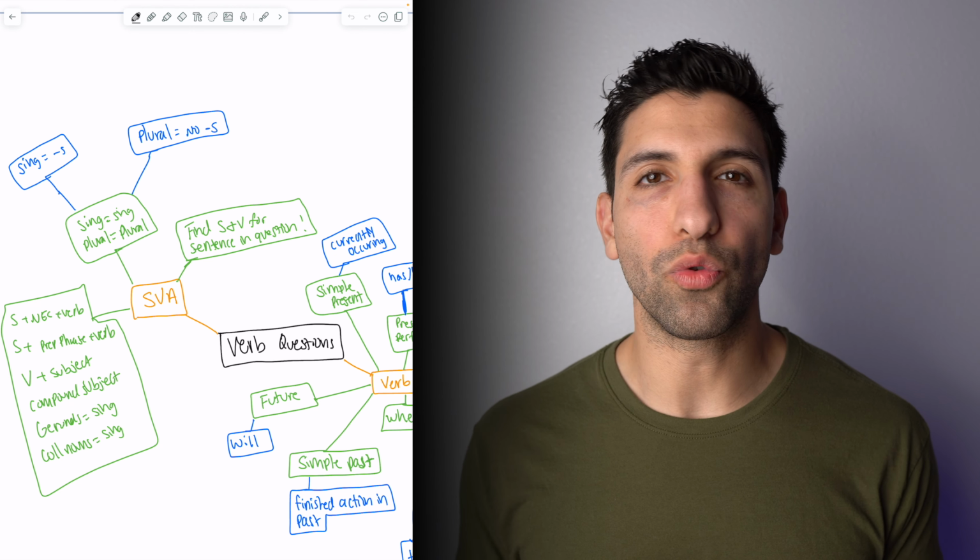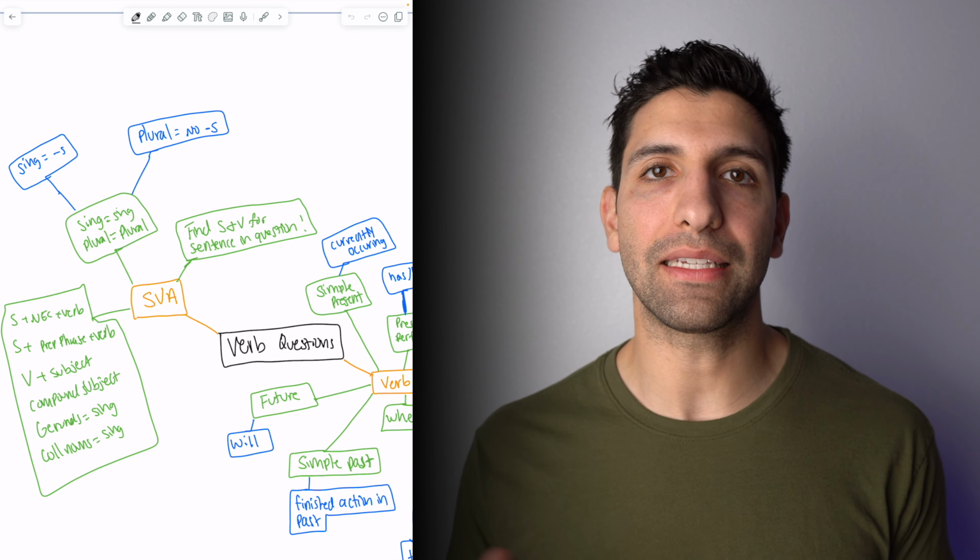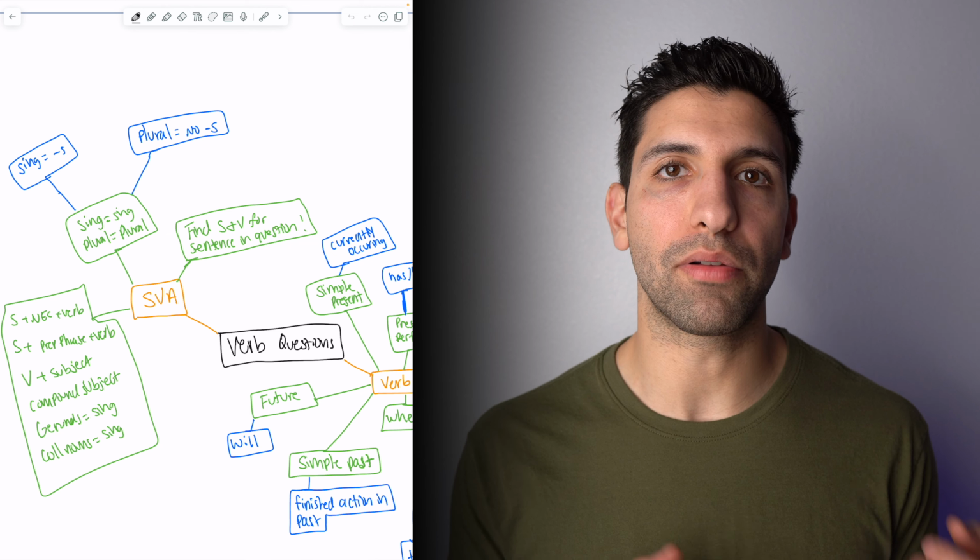So one quick rule you can kind of tell is if a verb has an S at the end of it, that means it's for a singular subject. If it doesn't have the S, that means it's most likely for a plural subject.